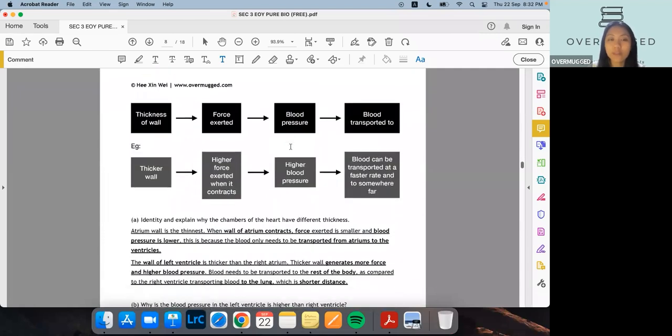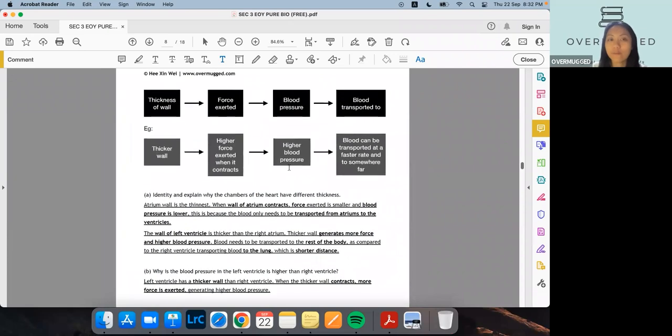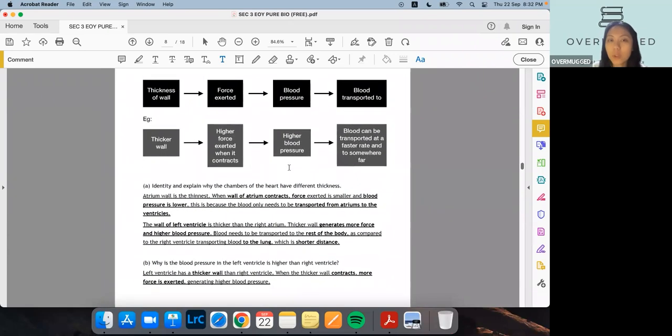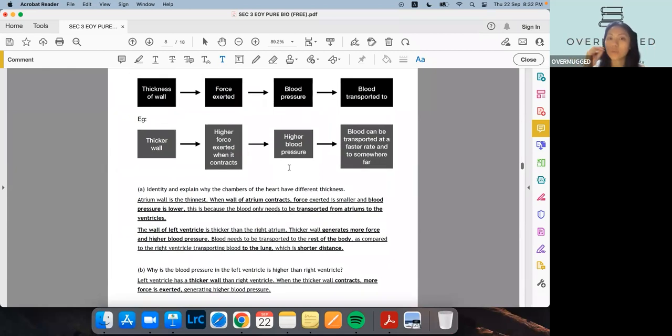Okay, moving on. It's a very common question, I would say. If you go and flip your TYS, there will be some questions related to the wall thickness and the blood pressure. So I kind of want to go through the idea here. You may be familiar with it because if your school tested this topic before, it has probably come out before. Let's see the question. I have two sample questions here, all right? So let's go through them.